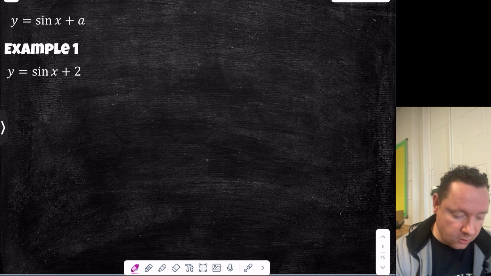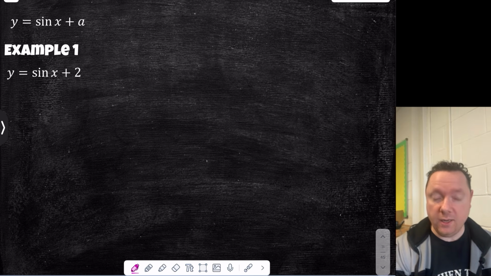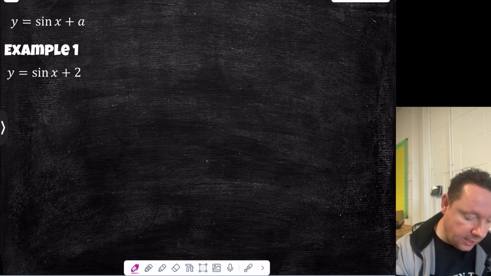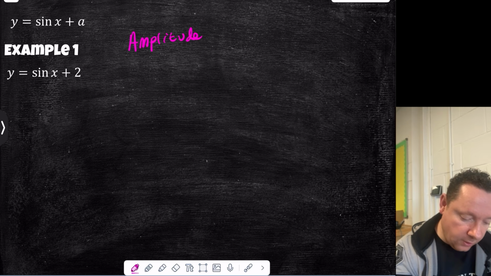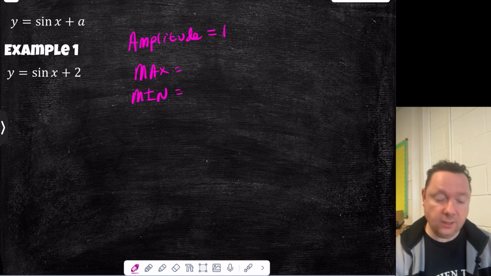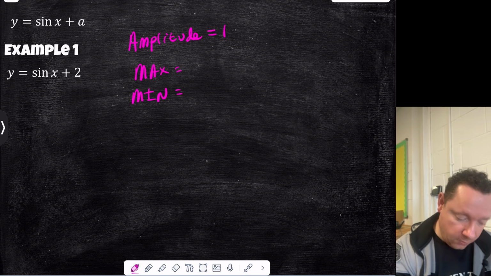Okay, let's look at some vertical translations. That's when you add or take away a number. I'm just going to stick with the sine graph, but it works the same for the cosine graph. So let's say we had sine x plus 2. Well, we know that amplitude is still equal to 1, but our max and min have changed, because instead of going to 1 and down to -1, it goes to 1, then plus an extra 2.